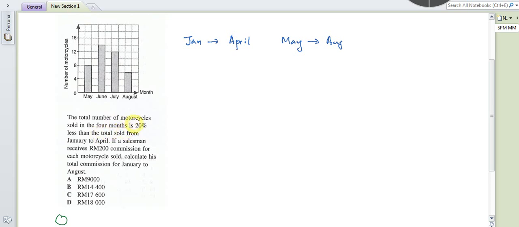20% less than, this is 20% less than this, which means that this is actually 80% of this, right? So we just find the total number of motorcycle sales in these 4 months. So it will be 8 plus 12, here 14 plus 12 plus 6. Okay, so you should be able to get 40.